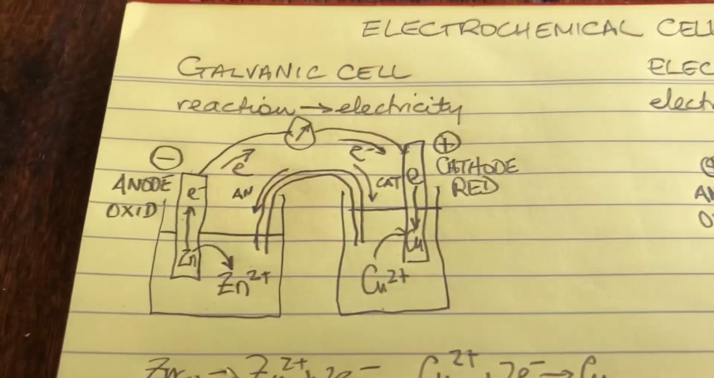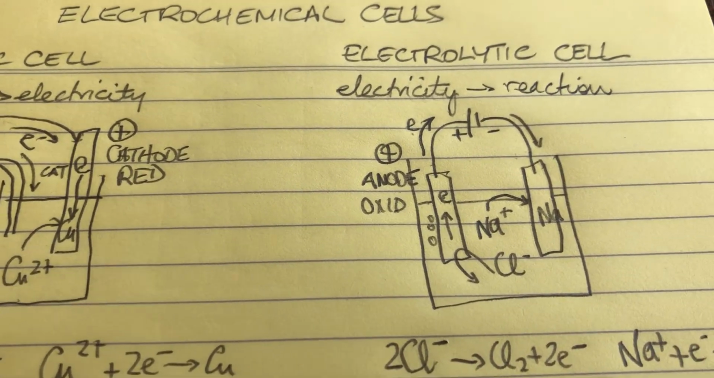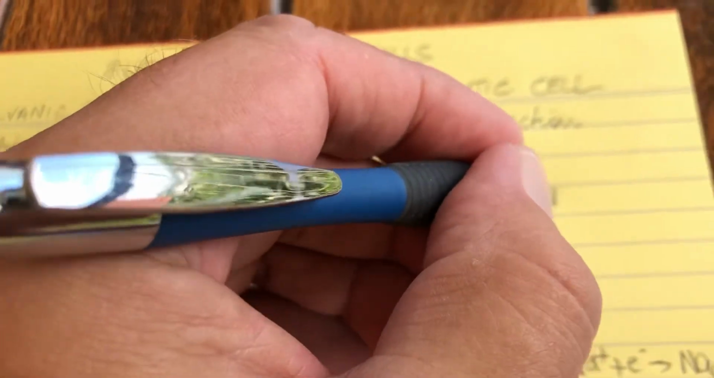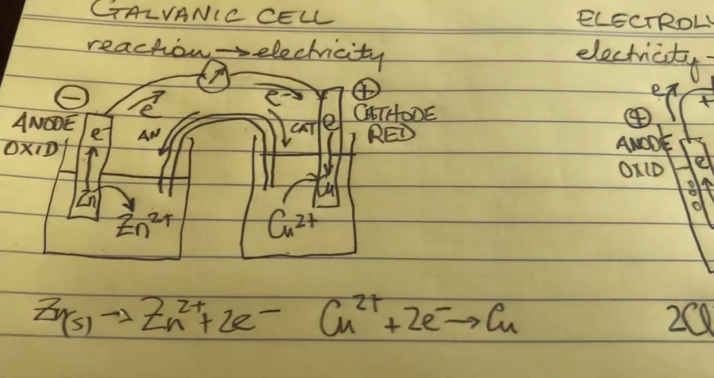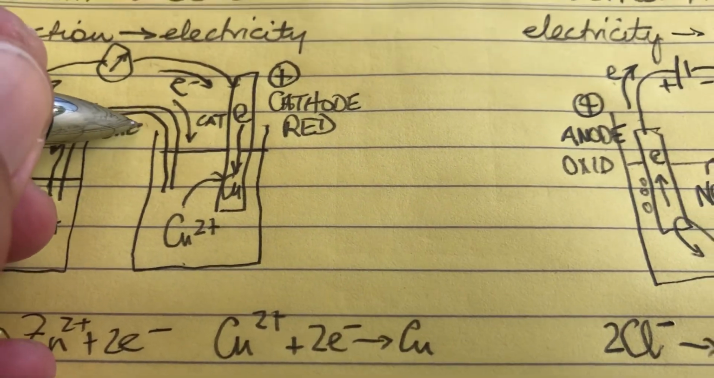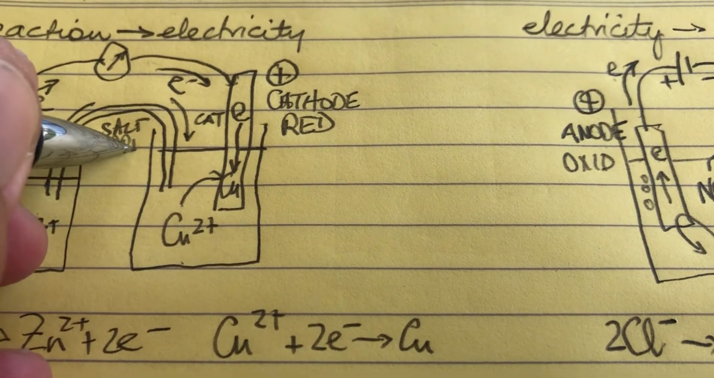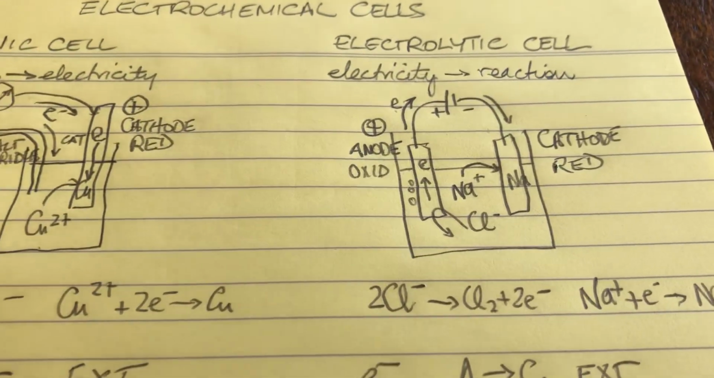Now you need to be able to recreate these diagrams and label them. This is the cathode, and reduction occurs at the cathode always. You need to label the salt bridge here. You need to be able to draw and label both examples.